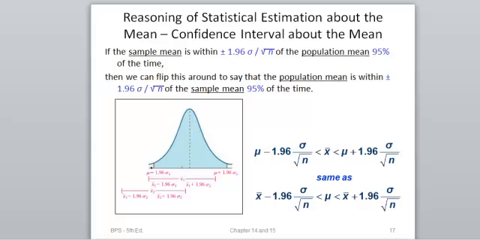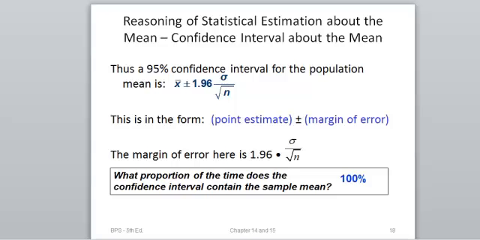So we get that the population mean is within x bar minus 1.96 sigma over the square root of n and x bar plus 1.96 sigma over the square root of n. And what did that give us? We thus can have a 95% confidence interval for the population mean based on a sample mean. We could take the sample mean plus or minus 1.96 sigma over the square root of n.